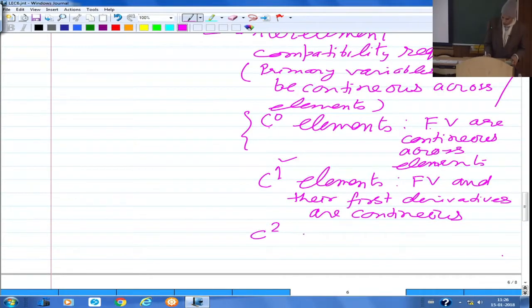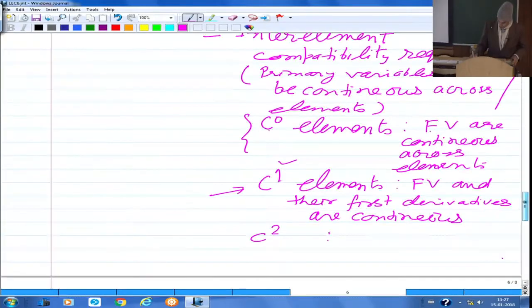And similarly you can have C2, C3 and so on, depending on the problem. Most of the time we actually confine ourselves to C0 and C1. There are a lot of problems in developing these kinds of elements, but it's very simple to develop C0 elements. Most of the time we actually use these C0 elements.